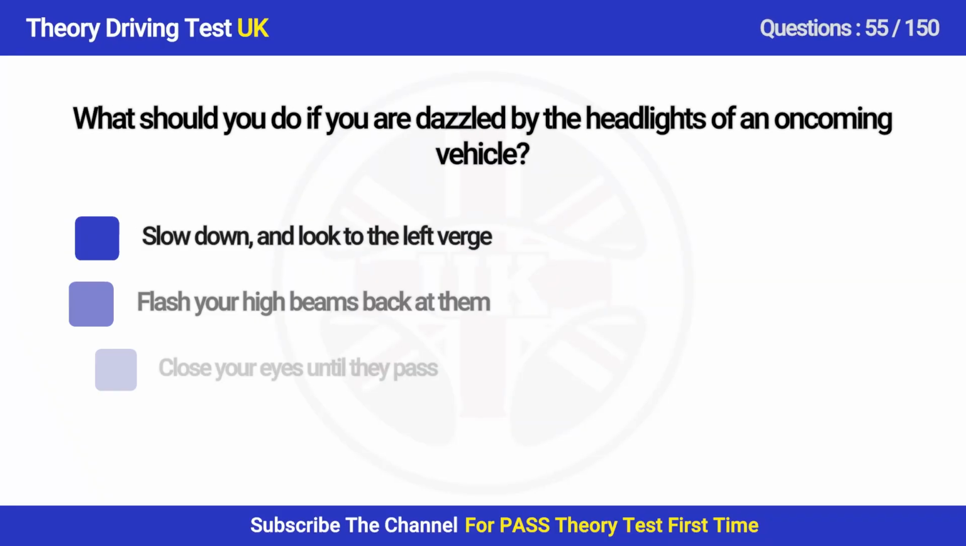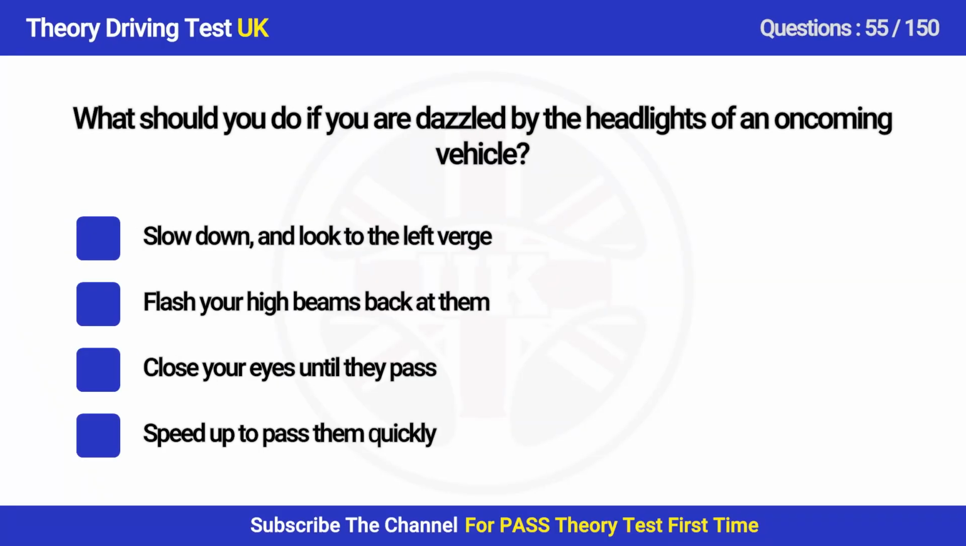Question 55. What should you do if you are dazzled by the headlights of an oncoming vehicle? A. Slow down and look to the left verge. B. Flash your high beams back at them. C. Close your eyes until they pass. D. Speed up to pass them quickly.